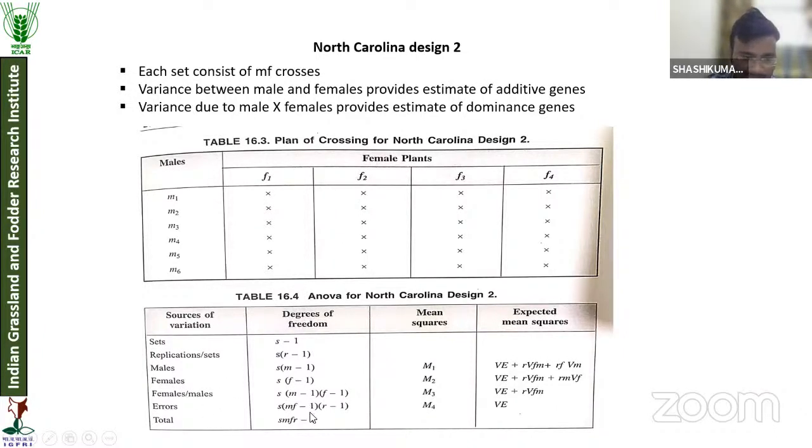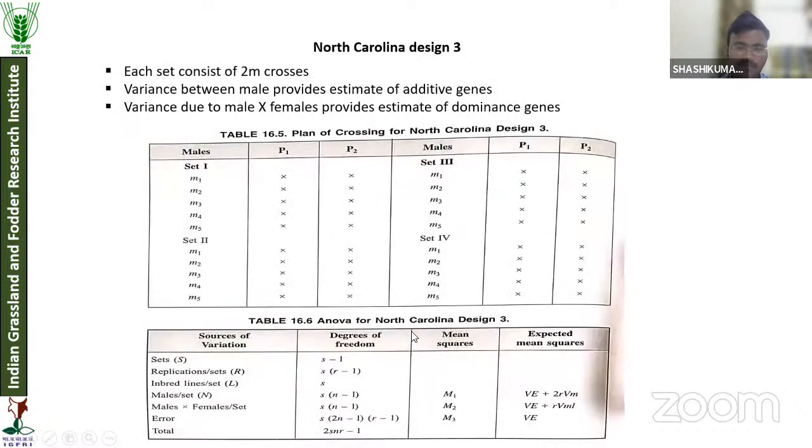So here, the error degrees of freedom is S into (MF minus 1) and R minus 1. So this is very important here. The variance due to male and also female will give the estimate of additive genes, and the variance due to male into female, the cross between male and female, will provide the estimate of dominant genes.